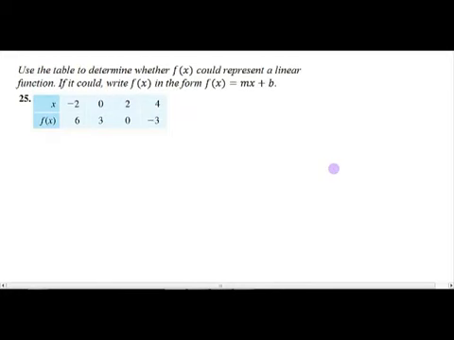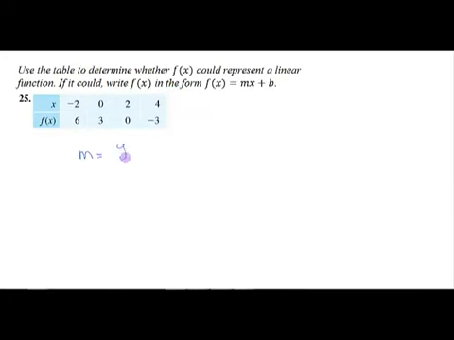Let's use the table to determine whether f of x could represent a linear function. If it could, write f of x in the form f of x equals mx plus b. Here we see that our inputs are evenly spaced, so that's a good start. When we look at our outputs, they're also evenly spaced. So we're thinking it probably is a linear function. Let's go ahead and see if we can find the slope.